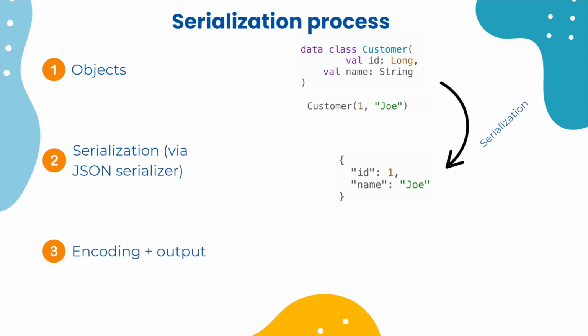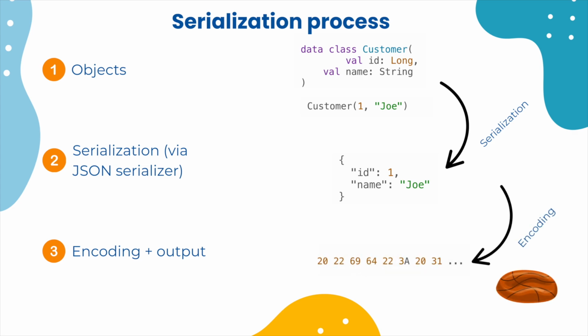Now, this is great, but computers communicate with one another using bytes. So the next step is to encode this data into bytes. We do this with the help of an encoder and encode our data. This is a very short description of how data is transferred.